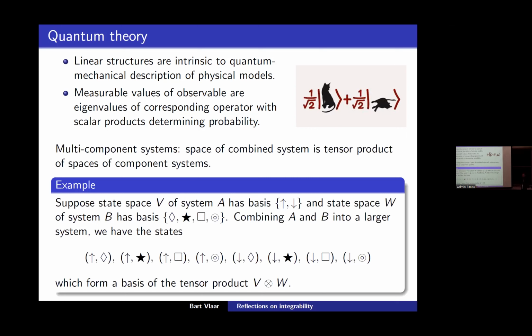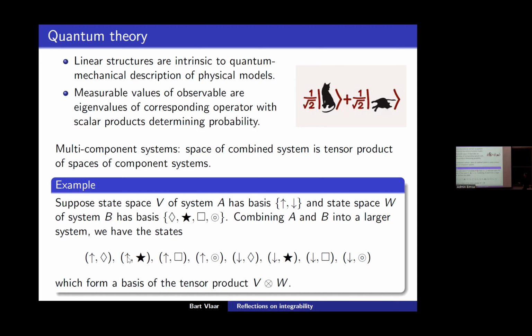A very important observation here is that if you have a multi-component system, then the space of the big system is a tensor product of the spaces of the subsystems. So, very simply put, with an example.